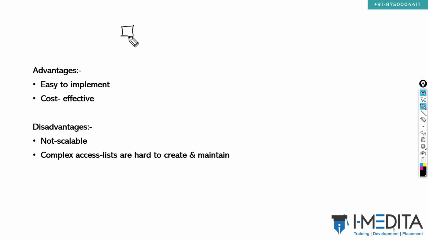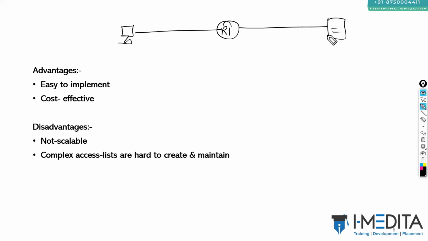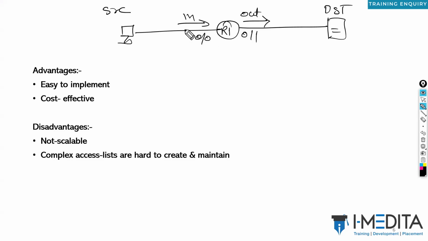Let's go through it with a diagram. We have a PC connected with a router via a switch. The router is connected with another router or switch that is connected with a server. This is our source, this is our destination. When the PC is the source, with router interfaces 0/0 and 0/1, traffic will come in at interface 0/0 and go out from interface 0/1. On one of these two interfaces, or on both, we can deploy an access control list.